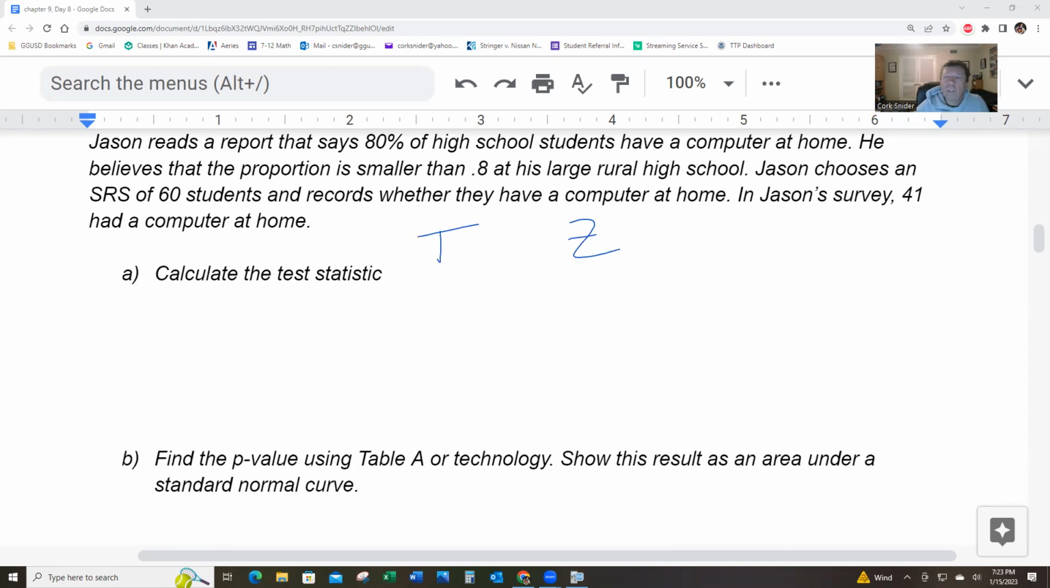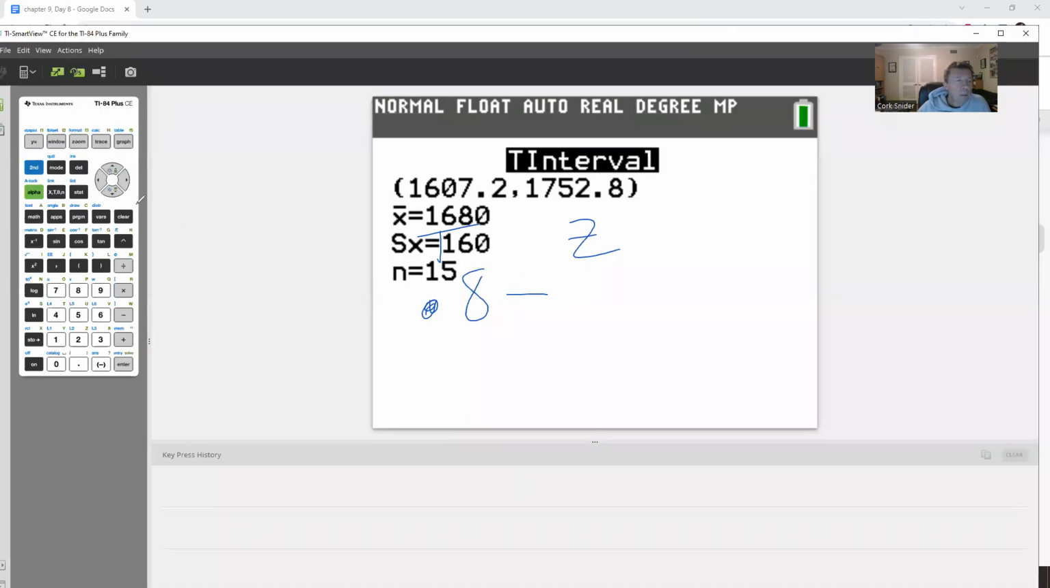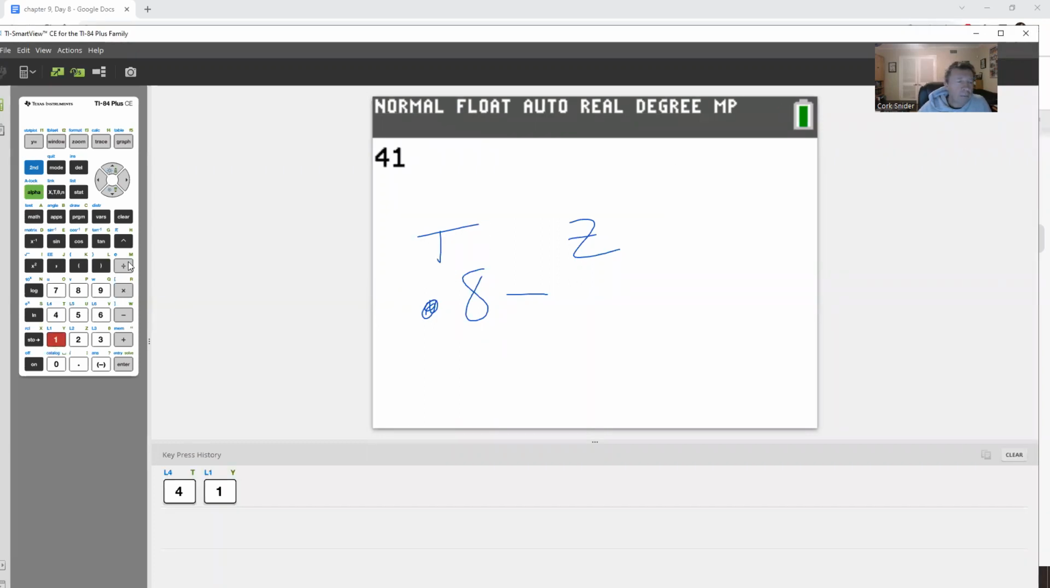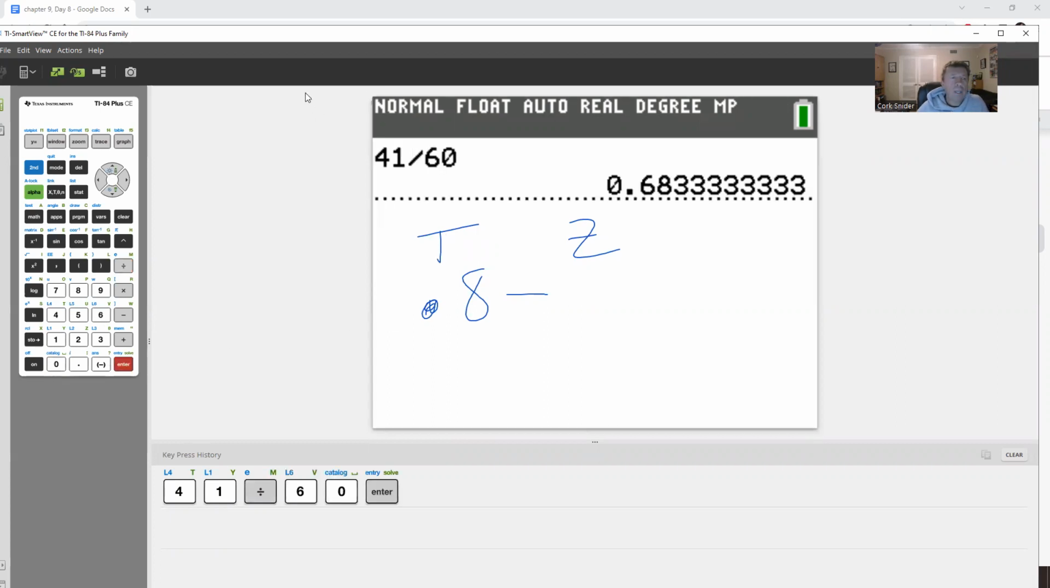Our z-score is going to be, if you remember how to do a z-score, 0.8 minus, and we're going to do whatever 41 out of 60 is real quick. So let me bring my calculator in here. I'm going to do 41 divided by 60, which is 0.68. I guess 0.68 is probably good enough.